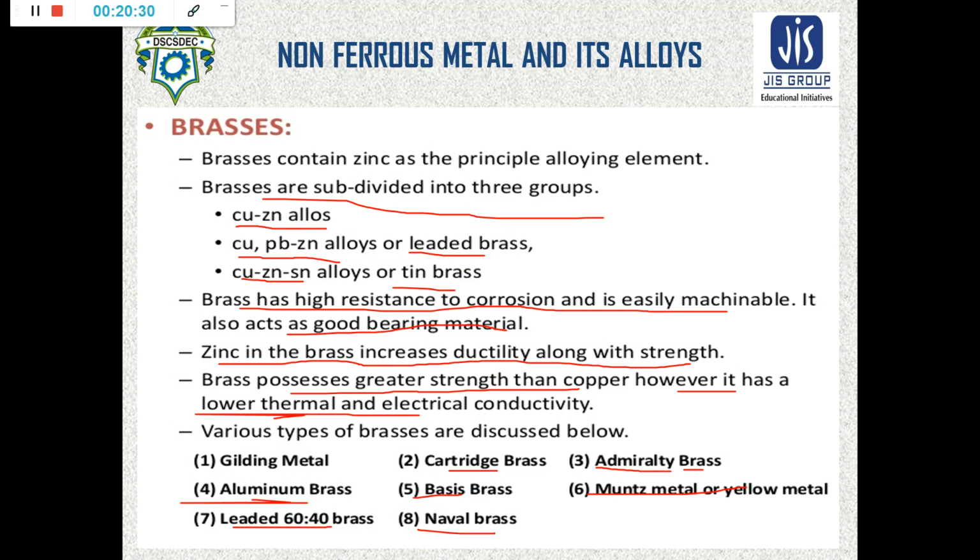We have also seen the classification of copper and their alloys, and in detail we have studied about brass. Brass, what is brass? It is an alloy of zinc and copper. The major principal alloying element in the brass is zinc.